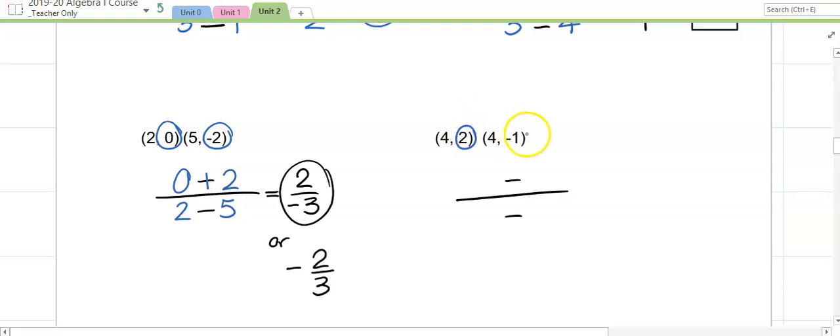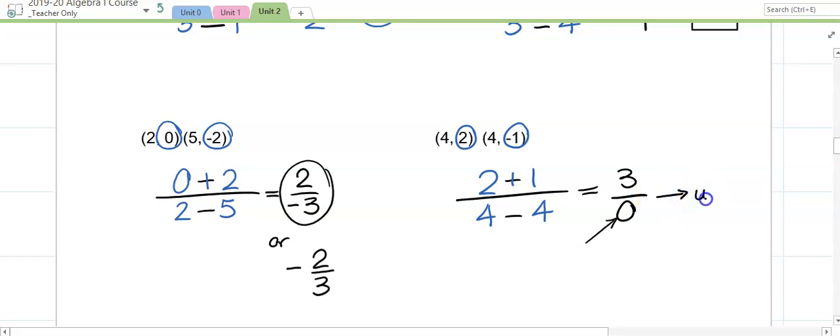Circle the y's. 2, negative 1, makes it become 2 plus 1. 4, take away 4. 2 plus 1 is just 3. 4 take away 4 is 0. This is a problem. We're not allowed to divide by 0. So we would say undefined.